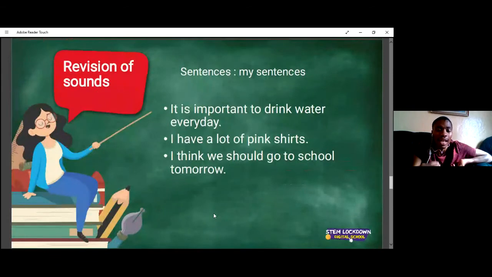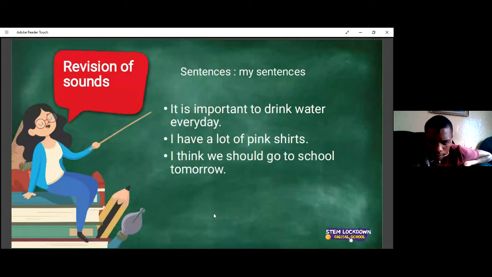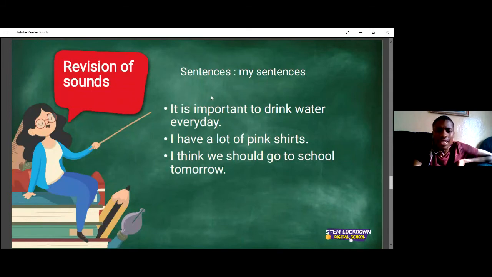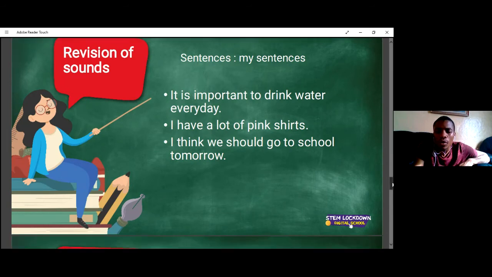Now let's go over the sentences I've made. It is important to drink water every day. That's my first sentence. Next sentence. I have a lot of pink shirts. Next one. I think we should go to school tomorrow. These are my sentences.